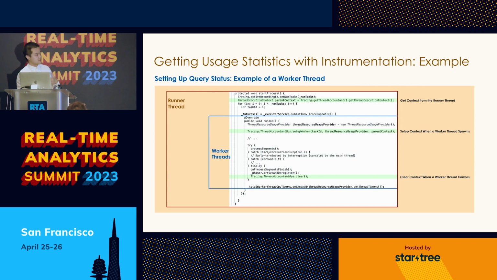Another advantage of doing this is that this instrumentation to the existing query execution code is very easy to inject. For example here, if we want to set up the query execution status for a worker thread, it only takes us three lines of code to inherit the context from the runner thread, set it up before the execution, and do the cleanup after the execution.